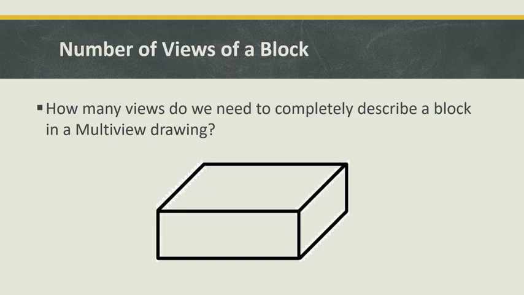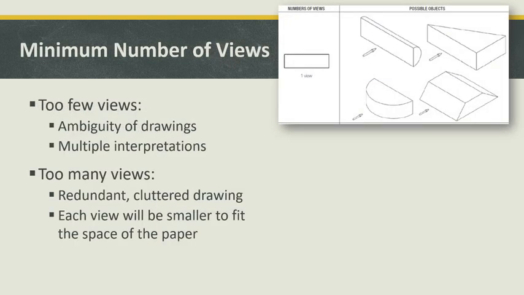Consider this simple box. How many views are needed to fully describe this block in a multi-view drawing? If there's only one front view, all these different objects will show the same rectangular front view. These are not all the possible shapes, there are more. There will be infinite number of different shapes and sizes you can make.